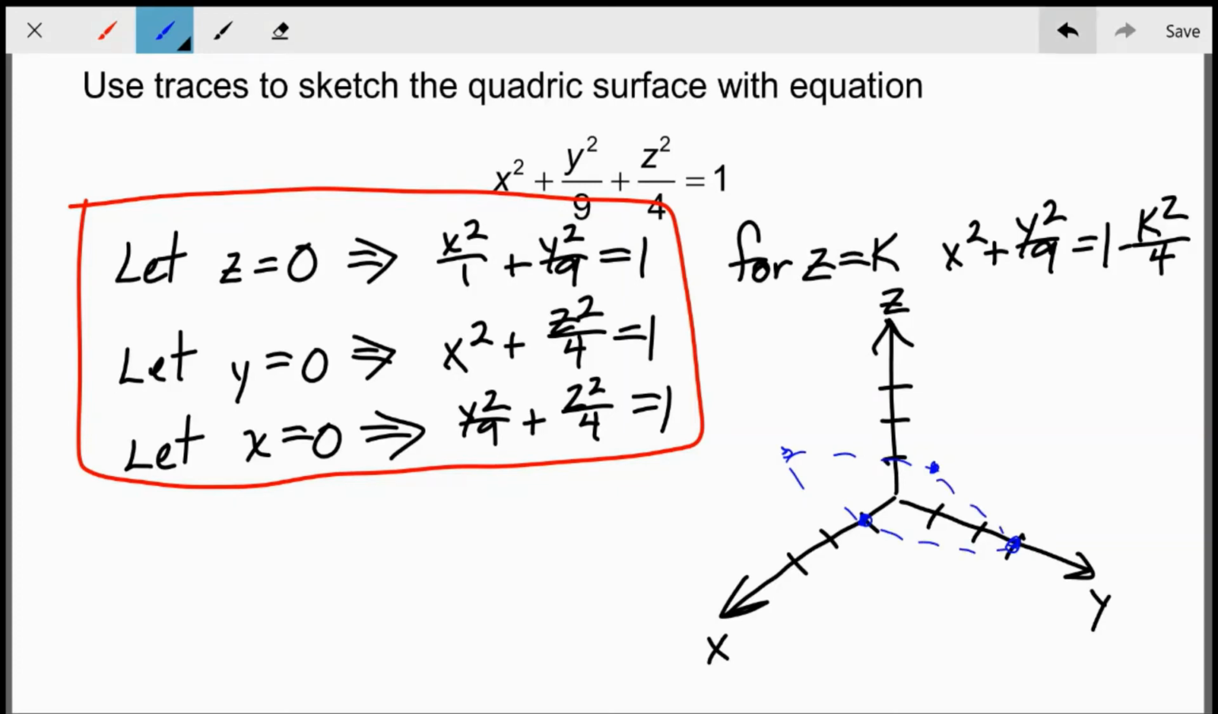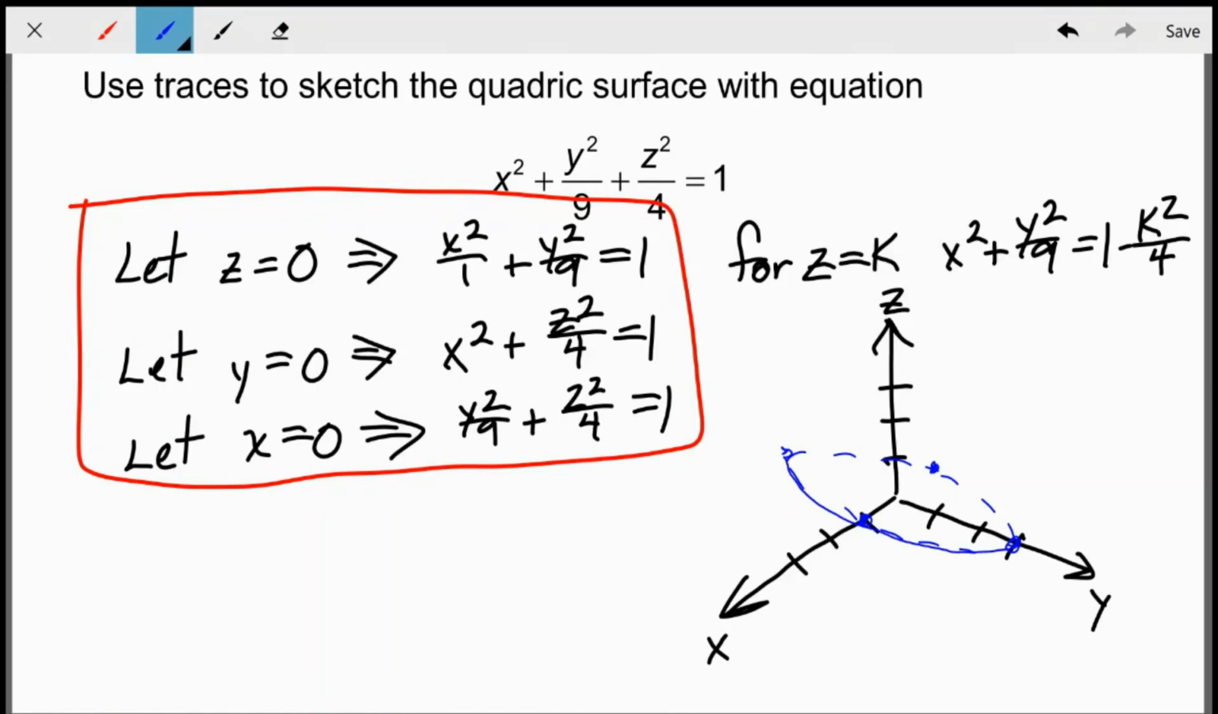Okay, so let me go back and redo that last section there. So we get an ellipse that looks kind of like that. Now that's in the xy plane. Now I want to do, and this will actually end up being on the front of my figure, so I'm going to go ahead and make that a solid line.